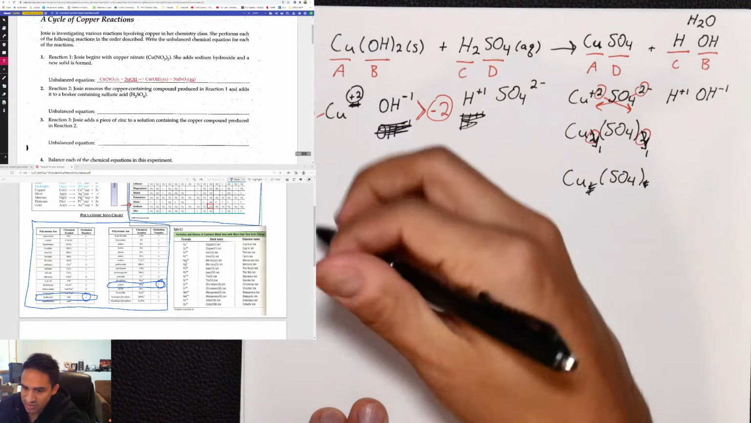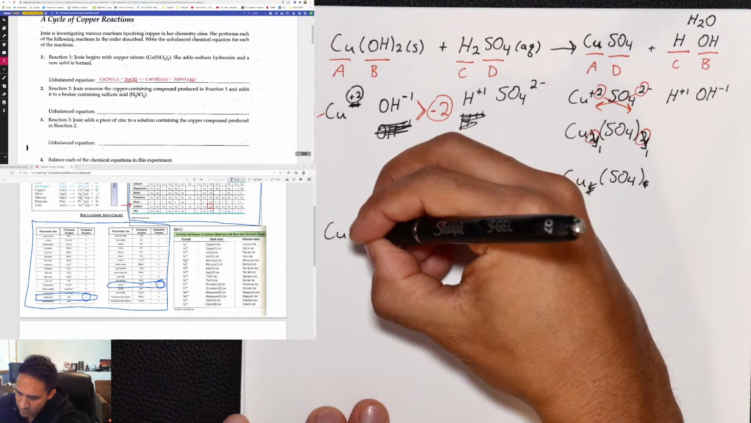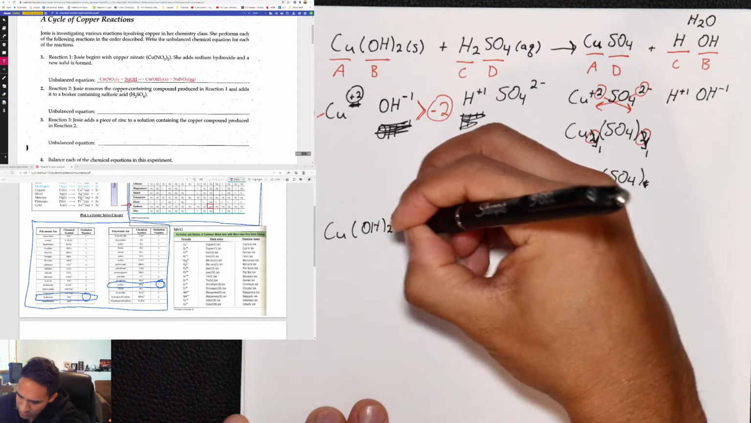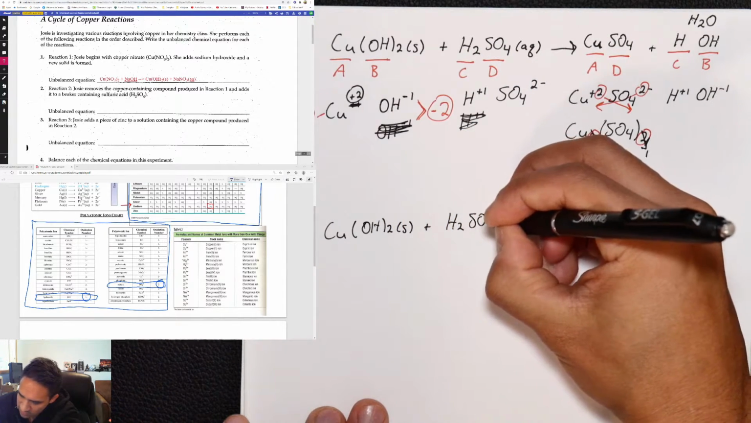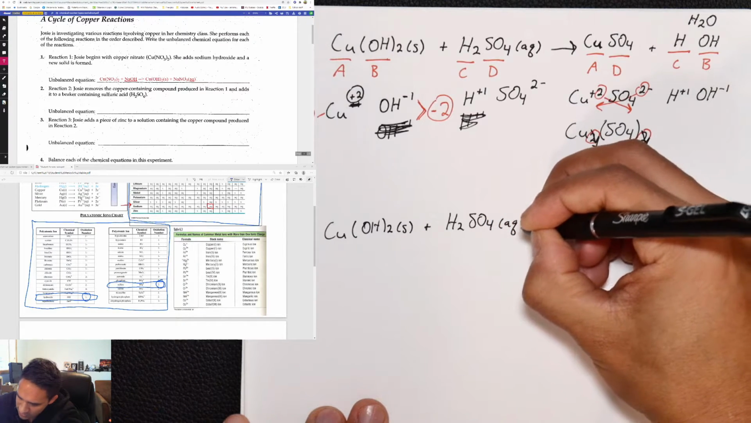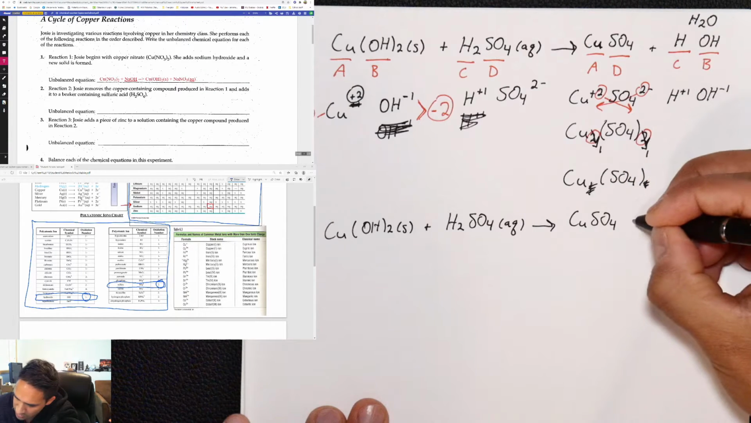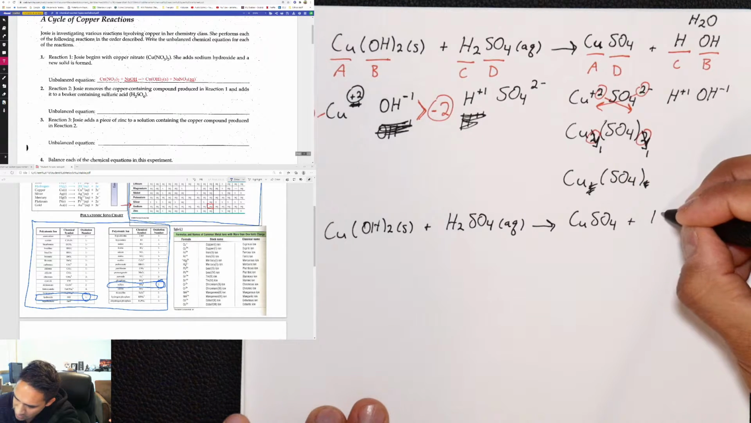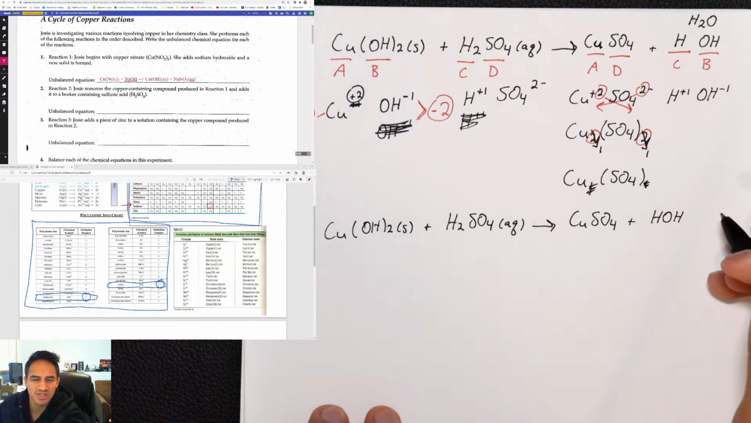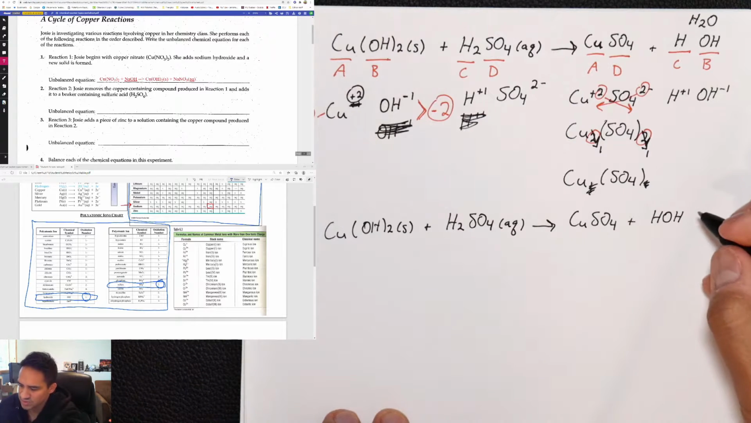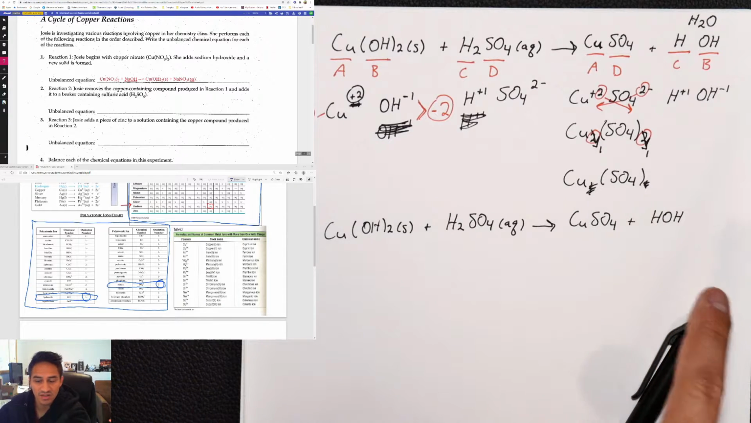All right, so let's rewrite this down here with all this junk all over the place. So we have Cu(OH)2, solid, plus H2SO4, aqueous, and we are going to make CuSO4 plus HOH. I'm going to keep it as HOH just for the sake of balancing. I think it'll be a little bit easier. Now we need to try to determine if one of these is going to be a solid or not.